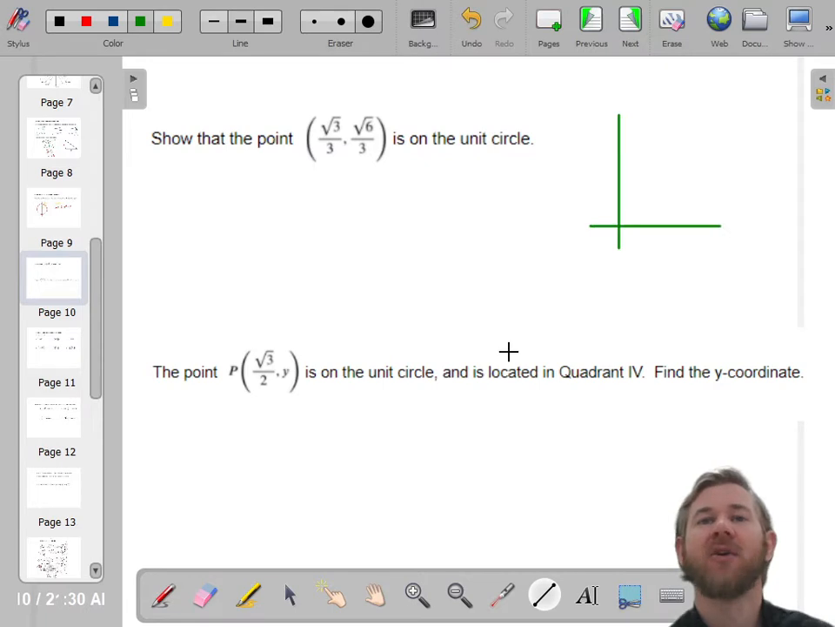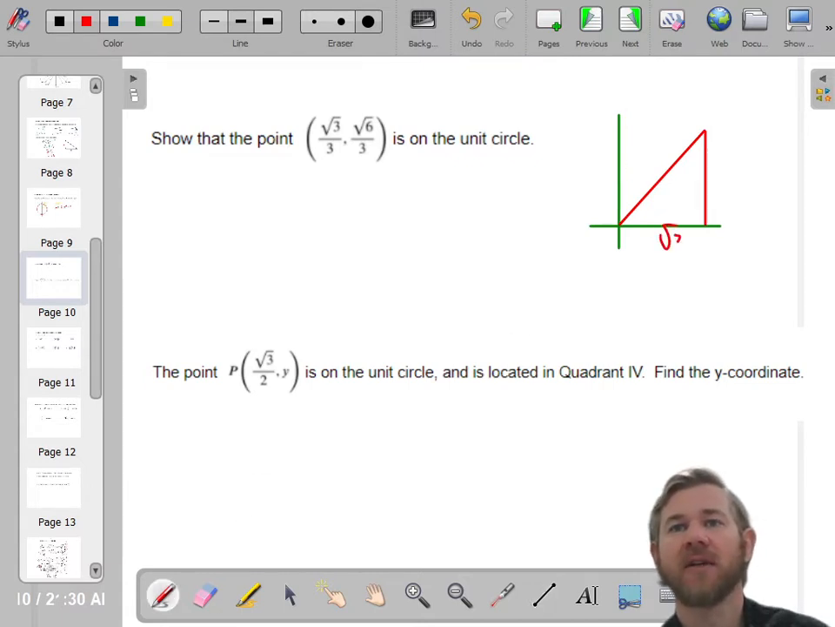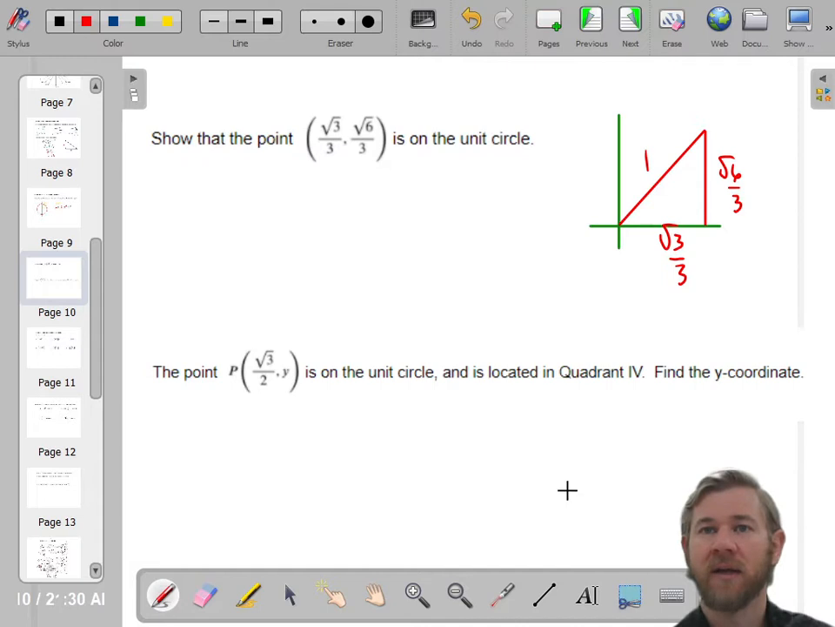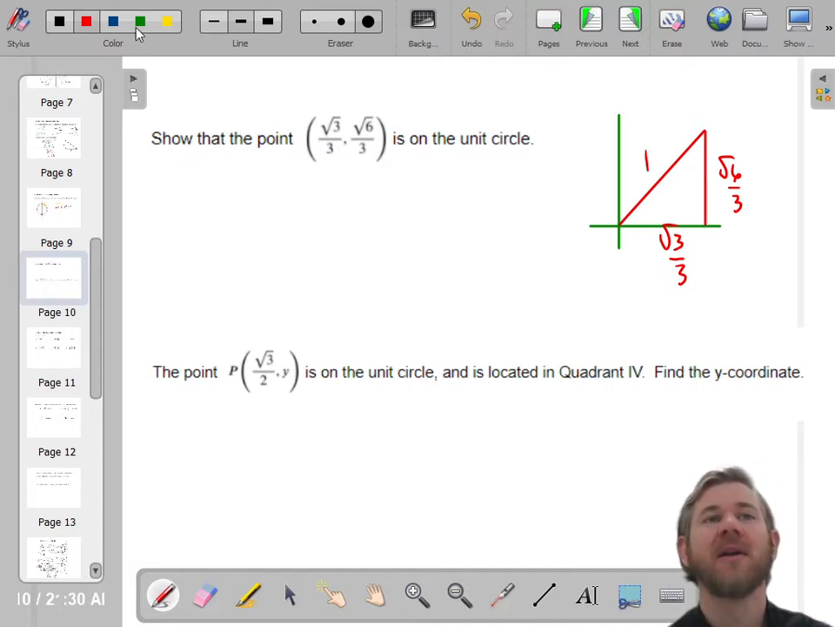So if I imagine drawing this point, it doesn't really matter if it's to scale or anything, but I know that they're both positive. So if x and y are positive, I'm just imagining drawing a triangle and saying, all right, the x coordinate is radical 3 over 3. The y coordinate is radical 6 over 3. If it's on the unit circle, then that means the hypotenuse should be 1. So the question is basically, prove to me that the hypotenuse is 1. You might also see these written as verify that the point is on the unit circle.